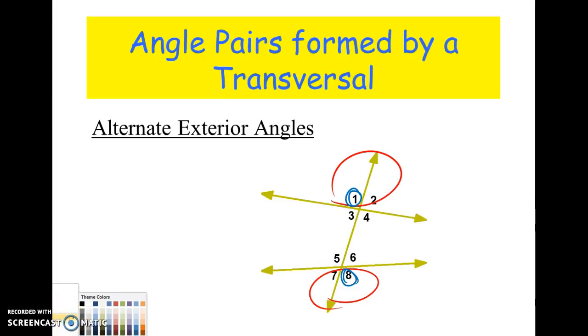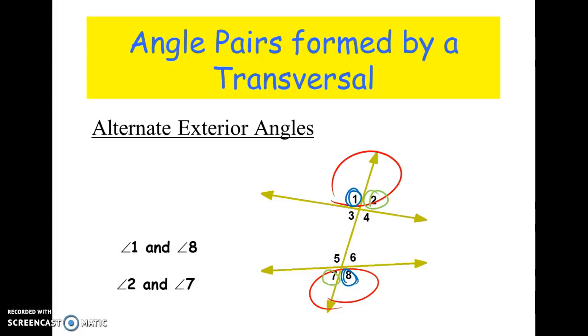And then also, if we look closer, angle 2 and angle 7 would be alternate exterior angles. Angle 1 and angle 8, angle 2 and angle 7.